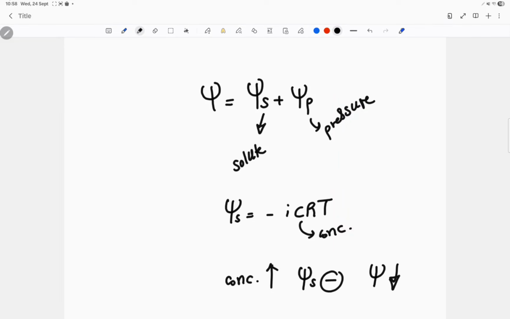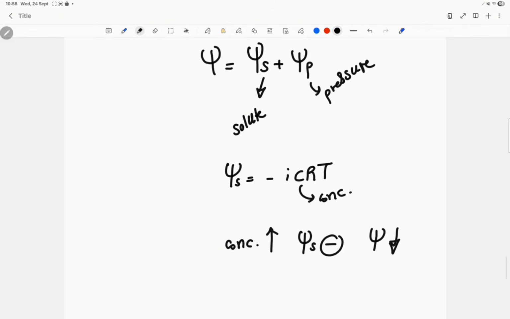If the concentration increases, how is it negative? There's a negative sign by default. We're talking about the second formula. So there's always a negative in the equation. So whenever you increase the concentration of the solute, you'll always have a negative solute potential. You will always decrease the water potential.